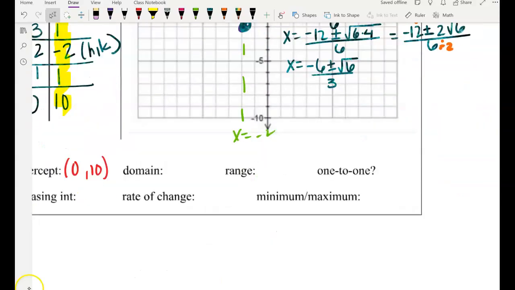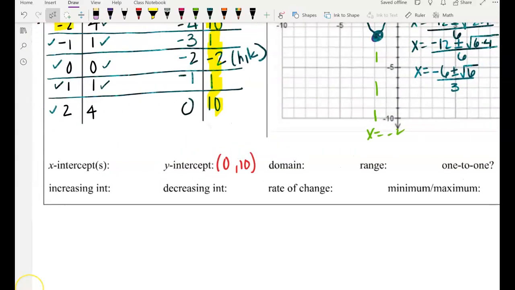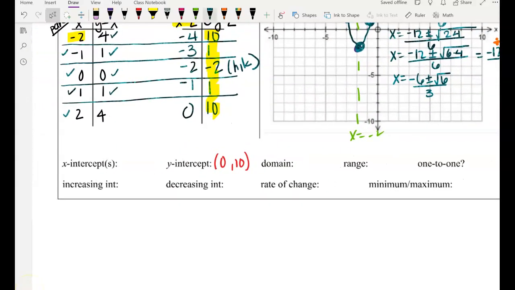Okay, so let's go and write those two x-intercepts in our answer. Negative 6 plus rad 6 all over 3 is one answer, students, and then the second answer is minus, and then we can just do comma 0.